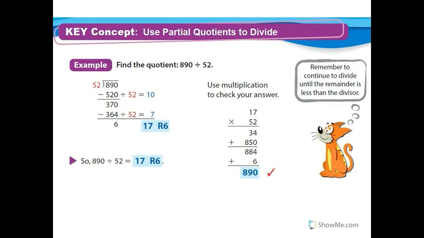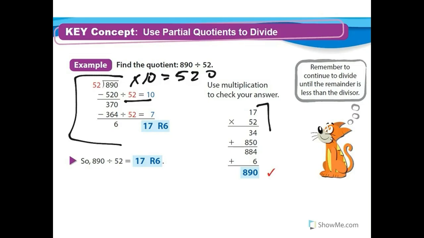So our example, find the quotient 890 divided by 52. They show it like this, right? We do it a little different, because instead of divide by 52 equals 10, we do times 10 equals 520, right? But it's the same thing. We invert to show multiplication, right? And they do it here. They check with multiplication, right? The 10s and the 1s. Well, all right. Let's see how they do it here.